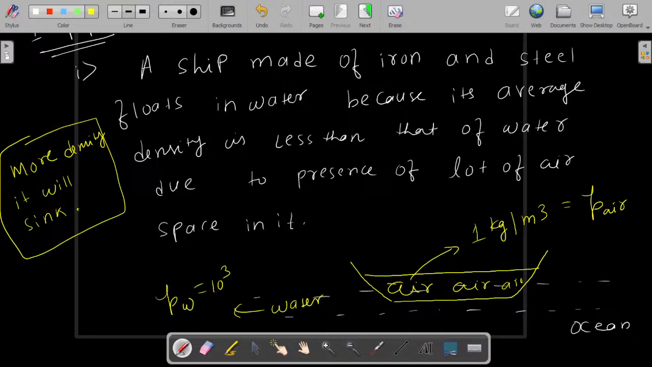Sink means डूबना. More the density, it will sink. A coin will sink. A coin is also made up of iron. But how does a ship float? Because the whole system is having air in between. Air is trapped here. So overall the system is having very less density compared to water. That's why it floats. Average density is less than that of water.